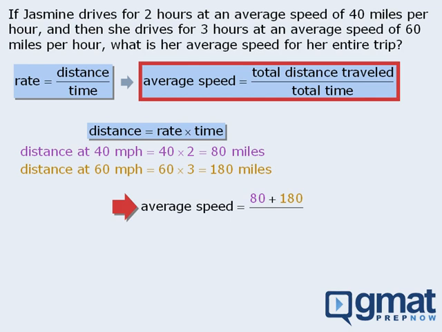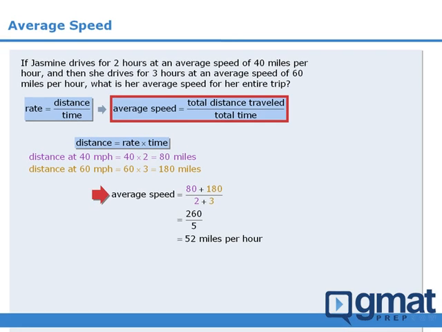Alright, now let's find the total travel time. The question tells us that Jasmine drives for 2 hours at 40 miles per hour, and then she drives for 3 hours at 60 miles per hour. So the total travel time must be 2 hours plus 3 hours. When we simplify this, we get 5 hours, and 260 miles divided by 5 hours gives 52. And since the distance is measured in miles, and the time is measured in hours, the average speed is measured in miles per hour. So the average speed for the entire trip is 52 miles per hour.